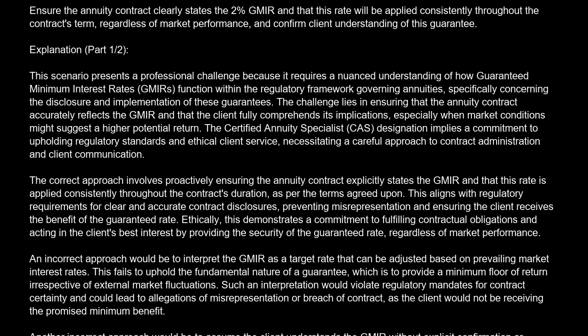An incorrect approach would be to interpret the GMIR as a target rate that can be adjusted based on prevailing market interest rates. This fails to uphold the fundamental nature of a guarantee, which is to provide a minimum floor of return irrespective of external market fluctuations. Such an interpretation would violate regulatory mandates for contract certainty and could lead to allegations of misrepresentation or breach of contract, as the client would not be receiving the promised minimum benefit.